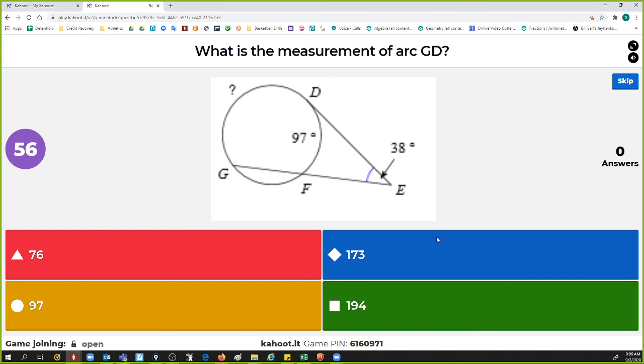What is the measurement of the bigger arc? We're on the outside.